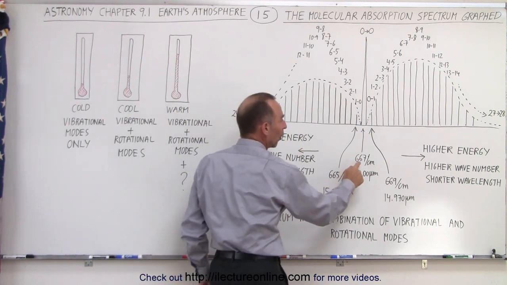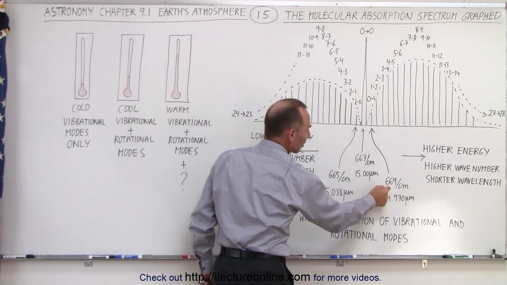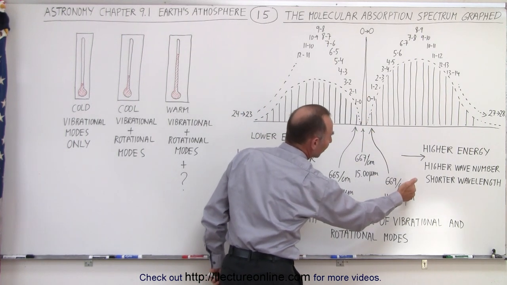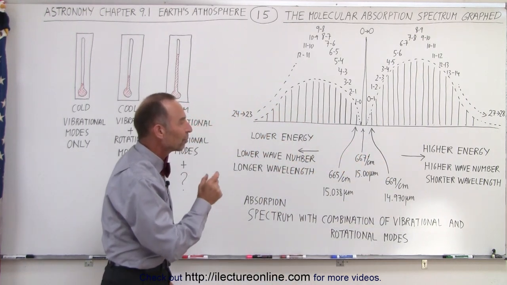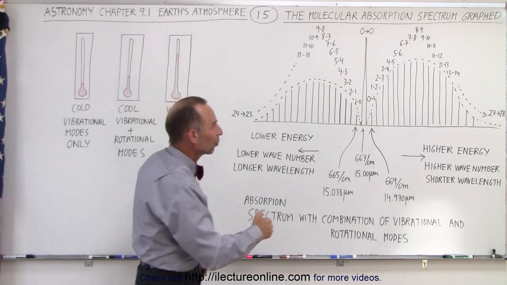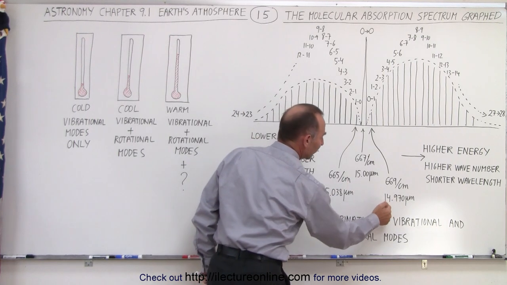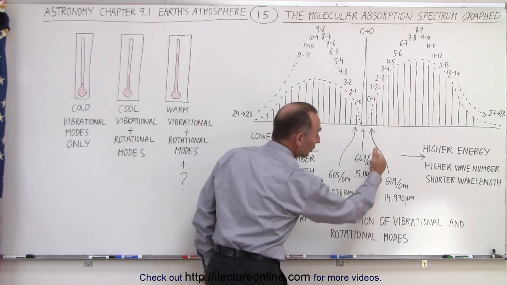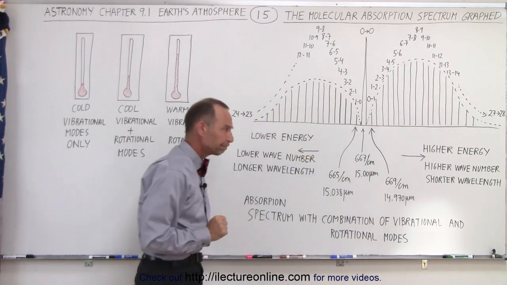So instead of having a wave number 667 per centimeter for the central peak, it would be 669 for the next peak, about 671 for the next peak. It would be about a 2 waves per centimeter difference each time you absorb the next rotational energy difference. You can see that there's always a change in the wavelength, but the in-between part would not be absorbed. It would only absorb those very specific wavelengths.